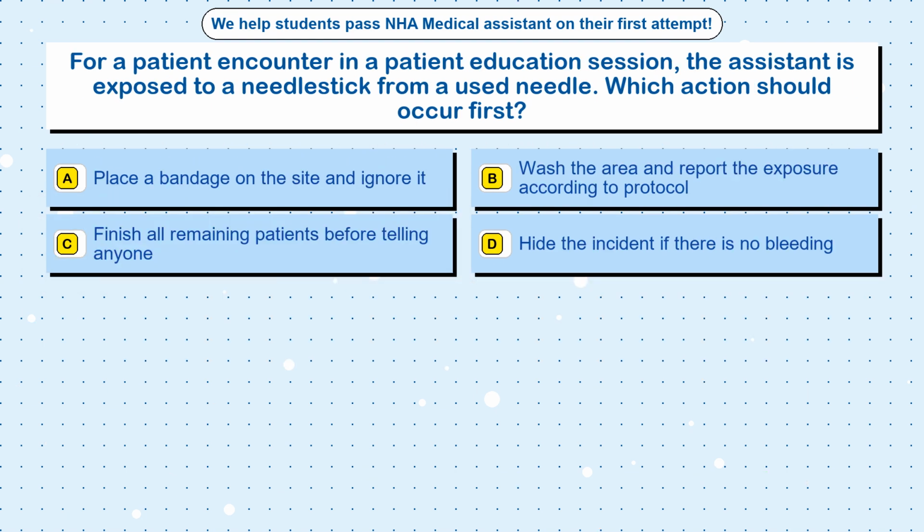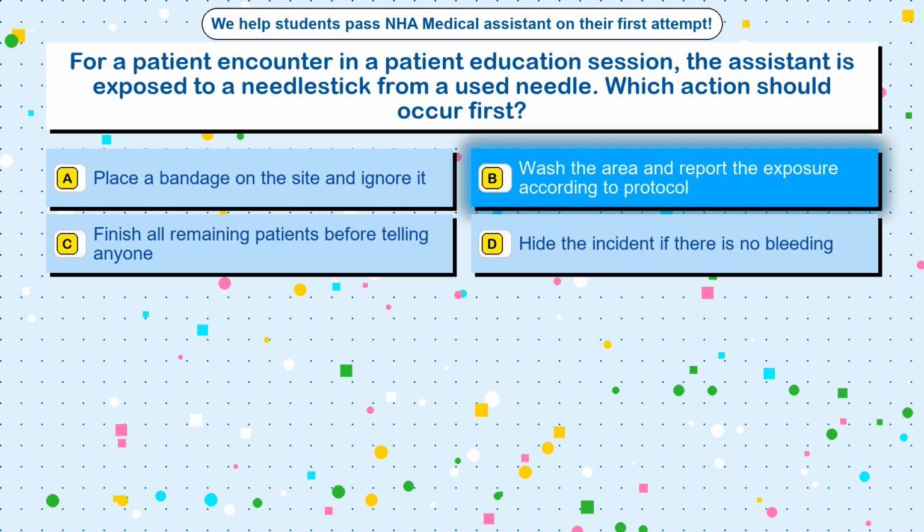Question 28. For a patient encounter in a patient education session, the assistant is exposed to a needle stick from a used needle. Which action should occur first? Option A. Place a bandage on the site and ignore it. Option B. Wash the area and report the exposure according to protocol. Option C. Finish all remaining patients before telling anyone. Option D, hide the incident if there is no bleeding. The correct answer is option B.